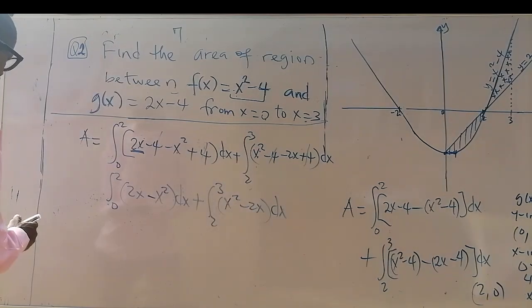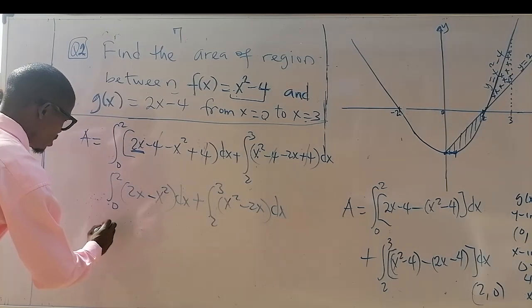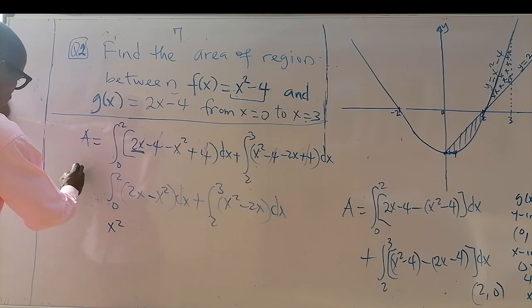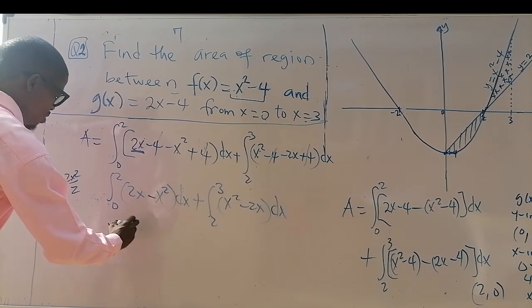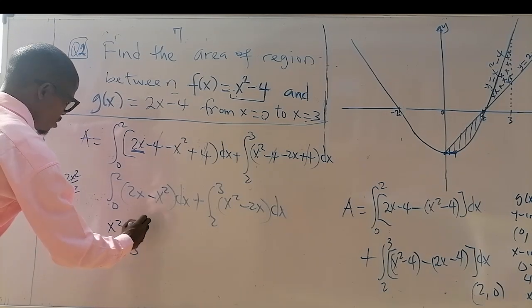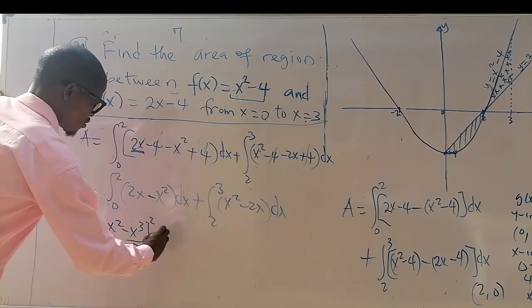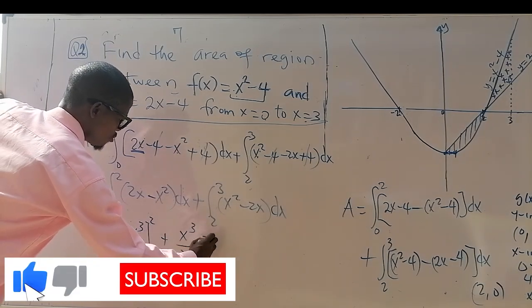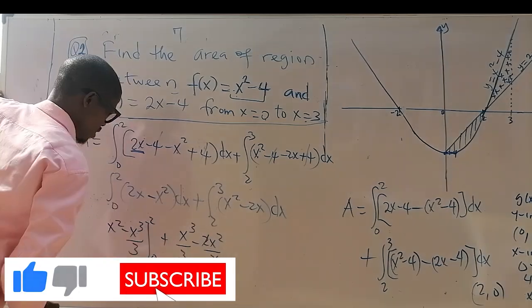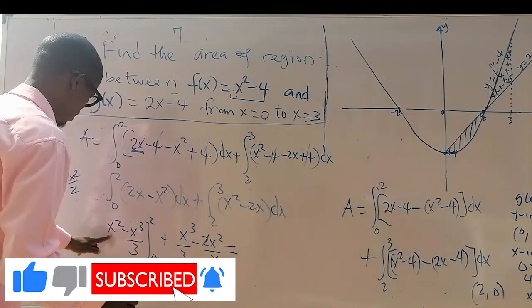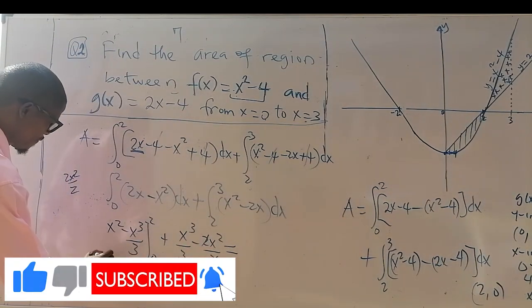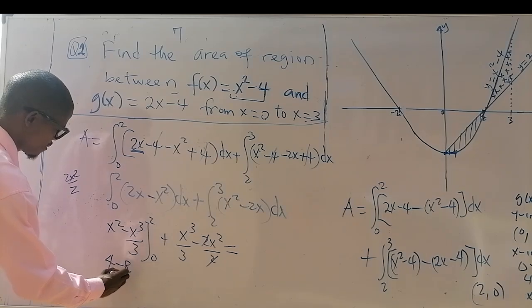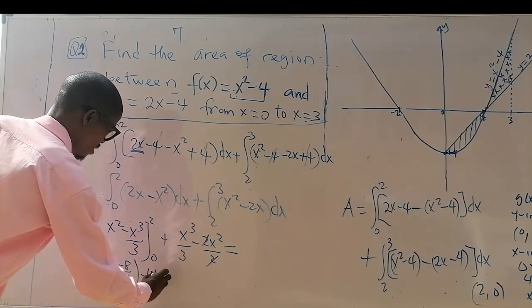So let's do the integration. This one will be 2x squared over 2, we have x squared, minus x cubed over 3. Indicate the upper and the lower. Then plus x cubed over 3 minus 2x squared over 2. So for this first one, if you do that, we have 4 minus 8 over 3. The lower limit is 0, then plus.